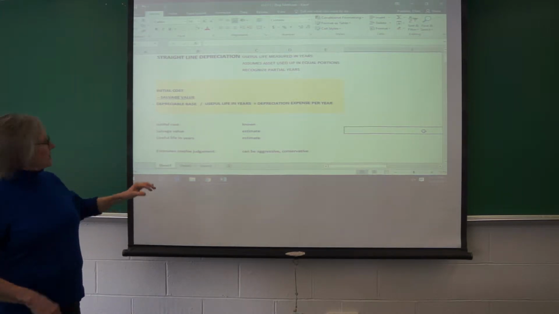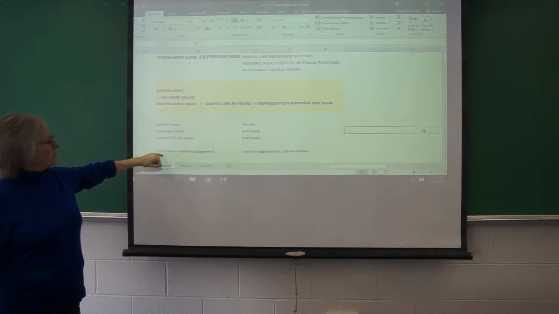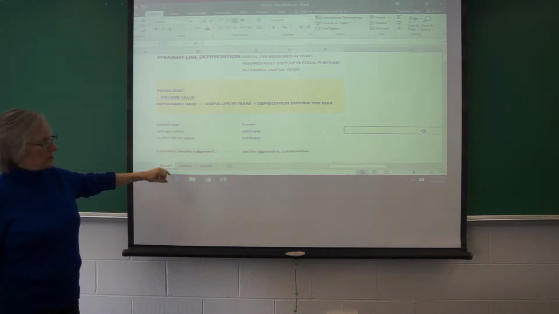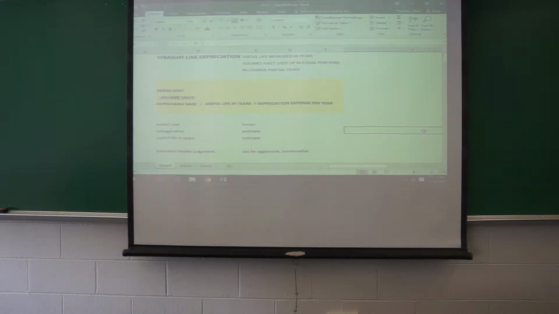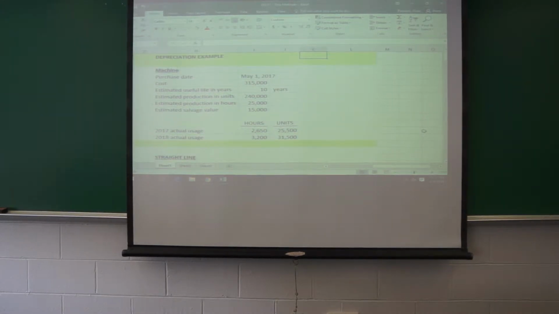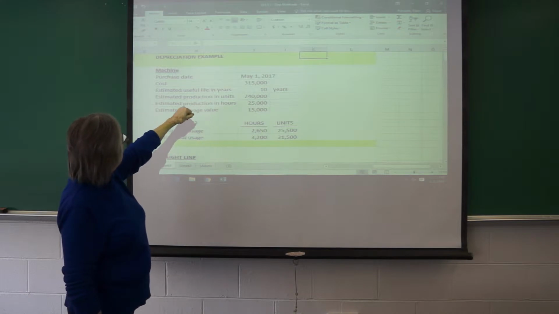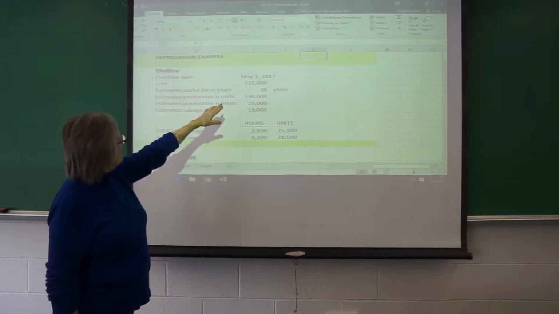When you're thinking theoretically, the initial cost is a known, the other two are estimates, and they involve judgment, which means that you should use good judgment preferable to bad judgment. Okay, so let's just go across and look at an example, and I'll use this example for all of the different methods, so it has more information than we need. So we have a machine that we bought on May 1st. The cost was $315. It's going to last 10 years.